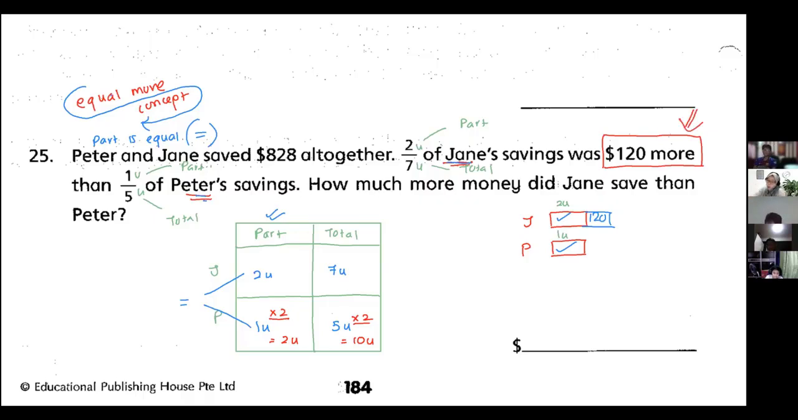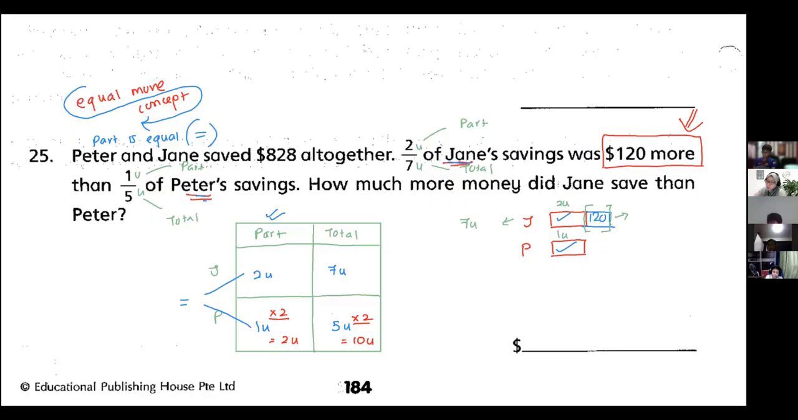This more belongs to Jane. The more here belongs to Jane, which means, can you see my model here? If you look at my model again, the more is Jane's there, the 120 more, correct? And then Jane's total is 7 units, which means the more is also part of her total units. The 120 is part of her total units as well because it's Jane's money.